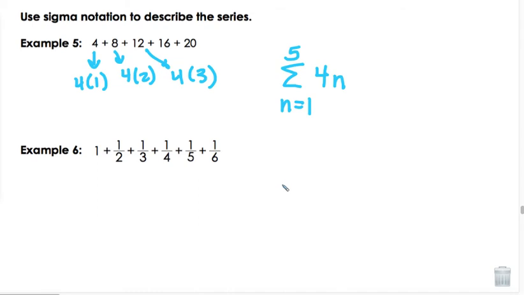Okay, example 6. It looks like I have 1 plus 1/2 plus 1/3 plus 1/4. I can imagine there's a 1 over 1, so 1, 2, 3, 4, 5, 6. How many terms do I have? 6 terms. So I know that's going to be up here. And I know n is 1 for my first term. And I'm going to say that my rule is 1 over n, because 1 over 1, 1 over 2, 1 over 3, 1 over 4. And that is it in sigma notation. Okay, I hope this helped.